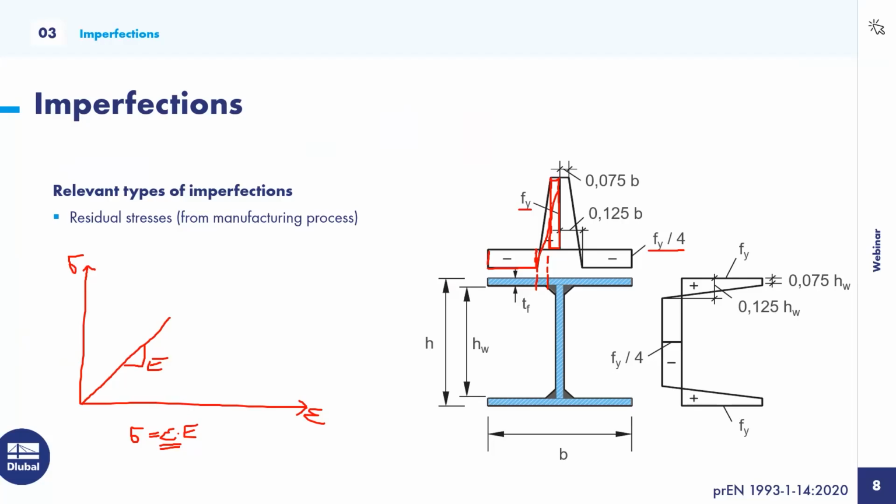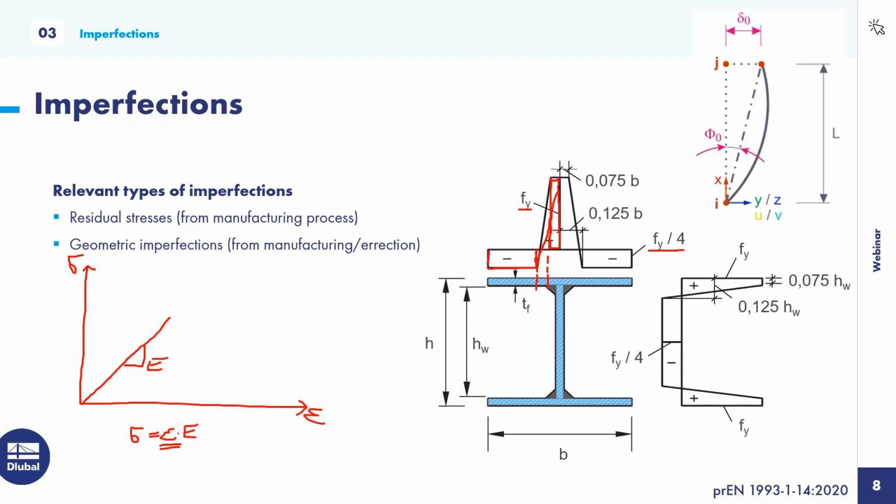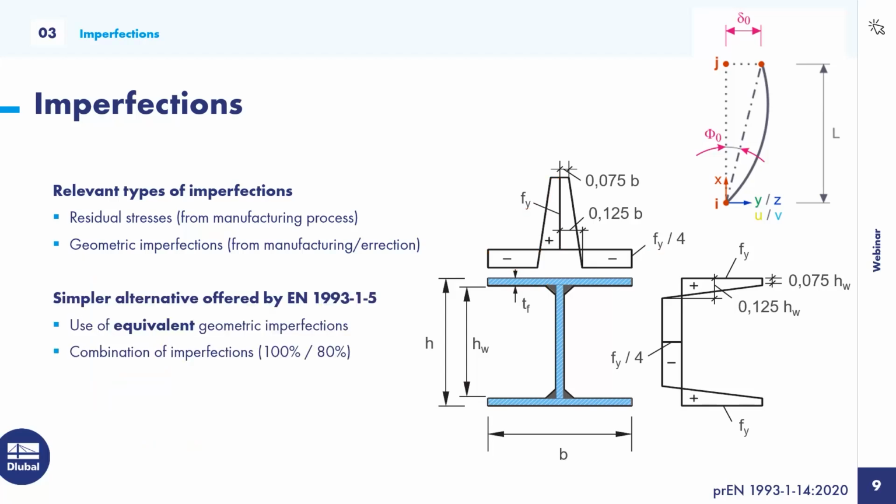We have now talked about one relevant type of imperfections, which is the residual stress, which comes from the manufacturing process, as already explained. In addition to the residual stresses, we also have to take into consideration geometric imperfections. These simulate deviations from the standard dimensions or misalignments of elements during erection on the construction site. We know such geometric imperfections from Eurocode 3 part 1.1, for example, as well. And this is exactly what is meant with this type of geometric imperfections.